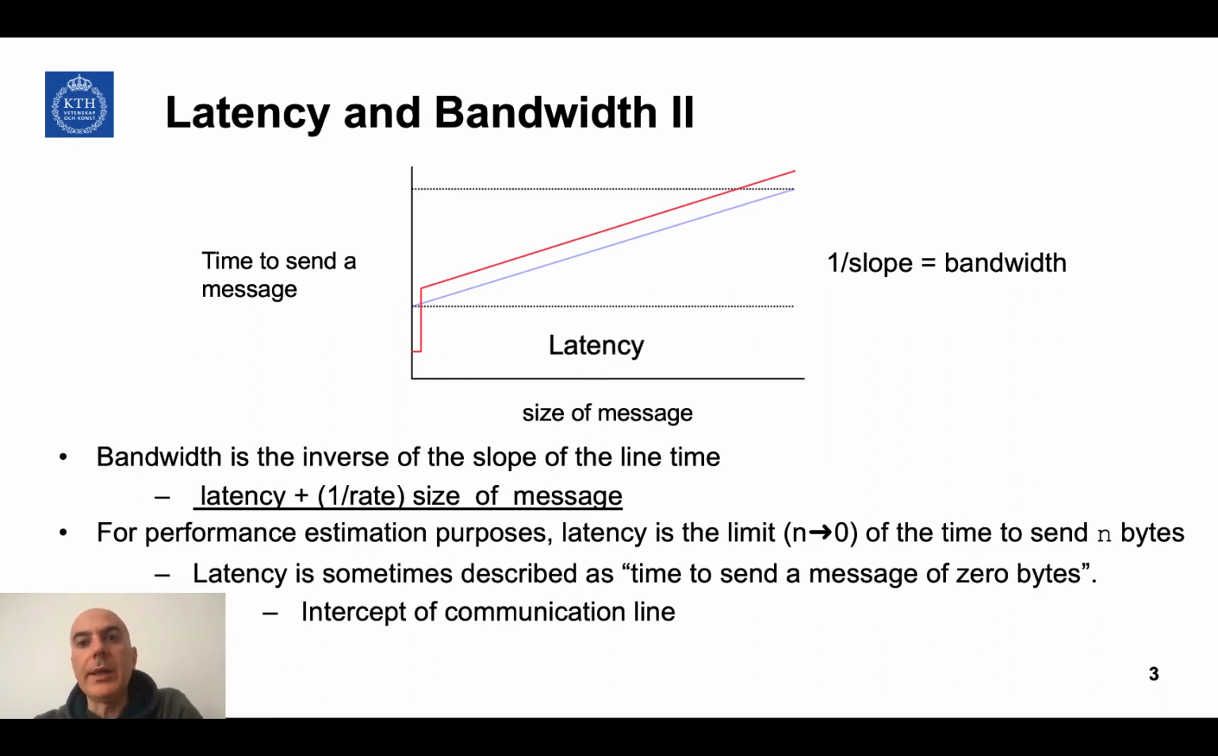We also want to estimate the latency. For performance estimation purposes, latency is the limit for n going to 0 of the time to send n bytes. Of course, we don't have any way to calculate the time to send a 0 byte message. So what we're going to do is still use this line, and extrapolate it for a message size equal to 0. When we calculate the intercept here, it will be the parameter we call latency.